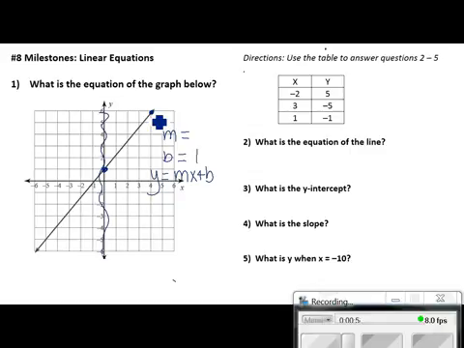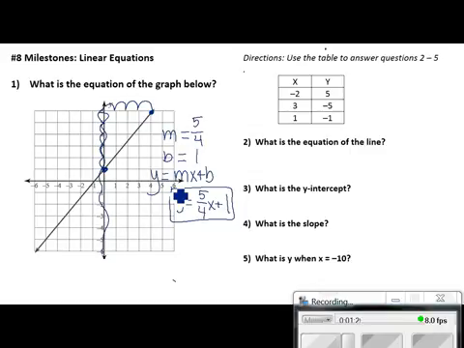So I'm going to count the rise over run. 1, 2, 3, 4, 5. I know it's positive. And the run. 1, 2, 3, 4. I have the m and the b, so now I can write the equation. Y equals 5 over 4x plus 1.